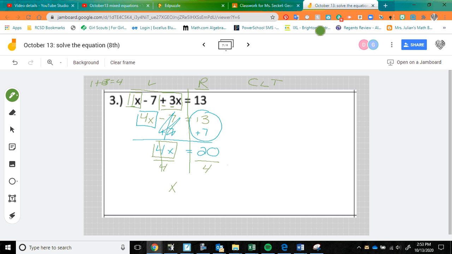X is left on the left-hand side, and here we have another calculation problem to do. This is 20 divided by 4. 20 divided by 4 is 5. And that is number 3. So what you might want to do is pause this video and write this down in your packet if you haven't done it already. Okay, moving on.